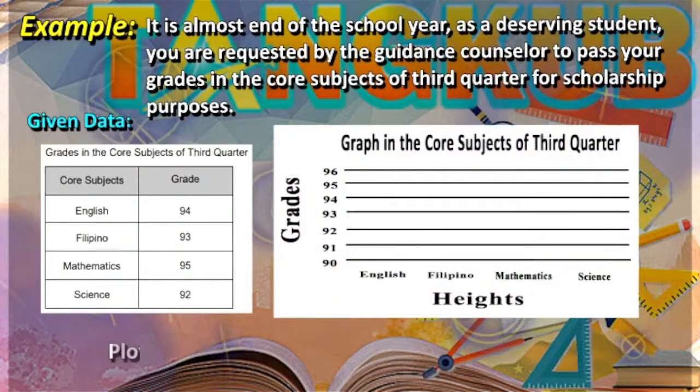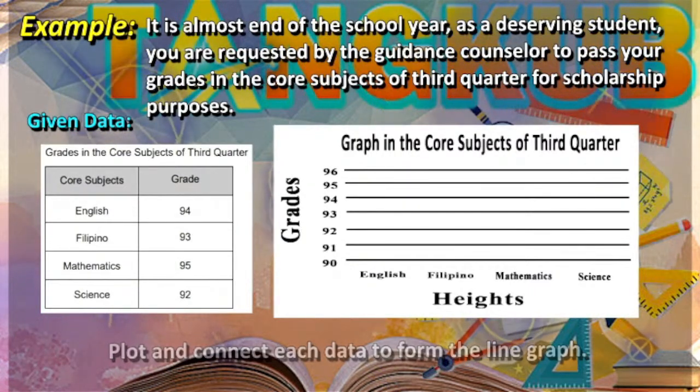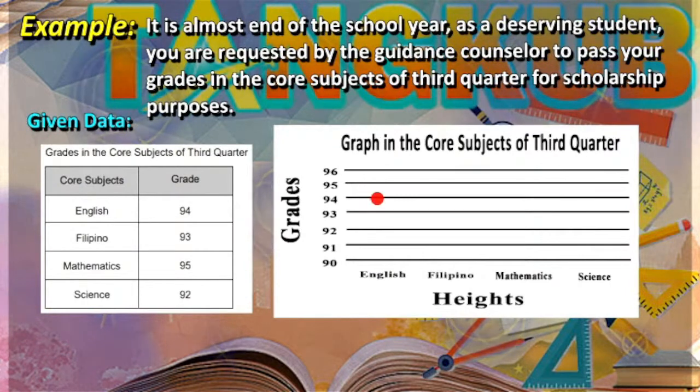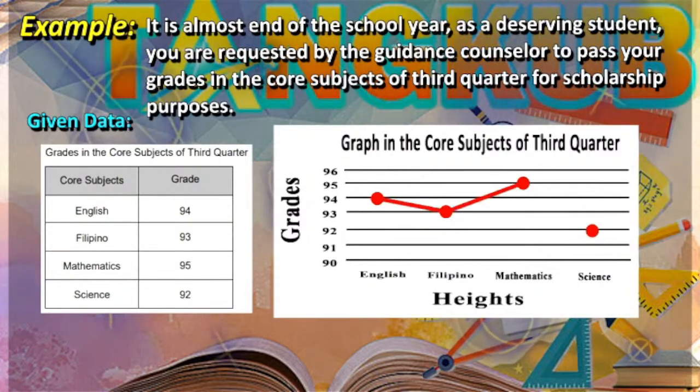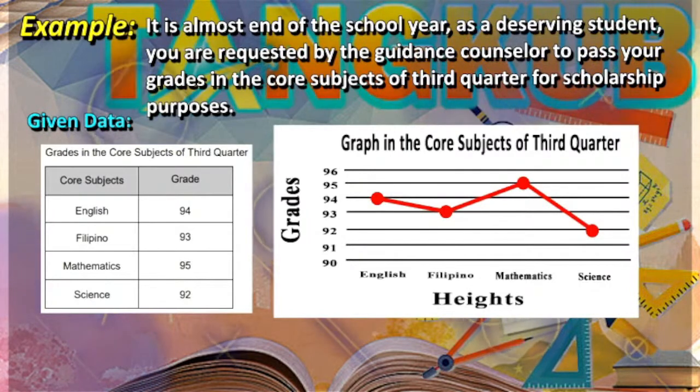Next step, plot and connect each data point to form the line graph. Now plotting the data, we have English 94, Filipino 93, mathematics 95, science 92. Connecting the points, we now have this graph. Therefore, this is the line graph given this data.